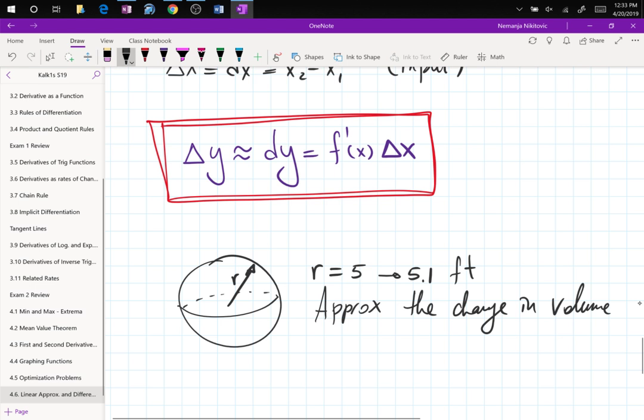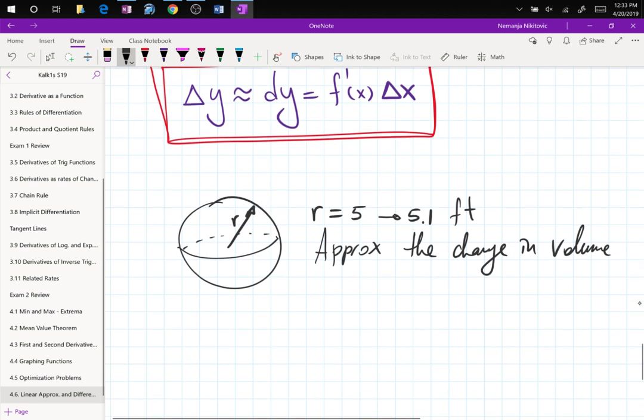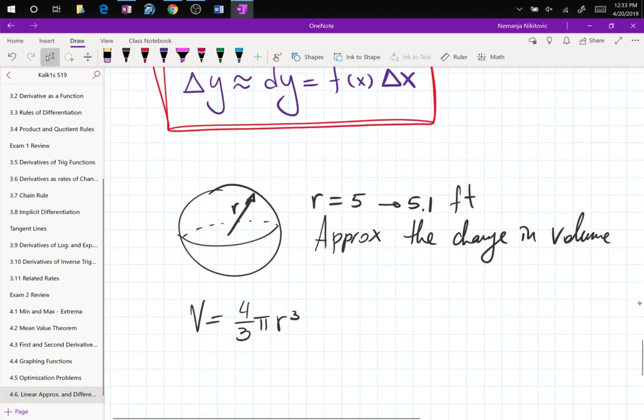Again, can you find the exact change? The answer is yes. Use your volume formula for a sphere, plug in 5.1, then use it again to plug in 5, and then just subtract the two numbers. That is going to be your exact change. But we don't want to do all of that work. Instead, we are going to say that the volume of the sphere is 4/3 pi r cubed. You have to know this either way. And now, I'm just going to say that your y is V and your x is r, so you are not lost when we switch these variables out.